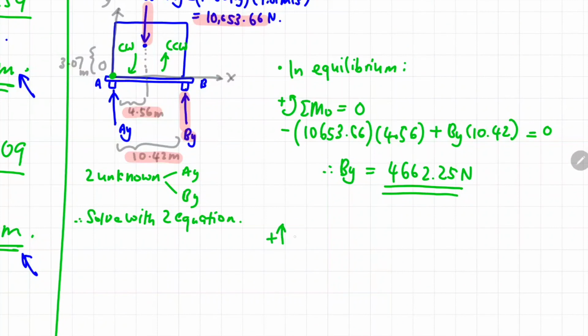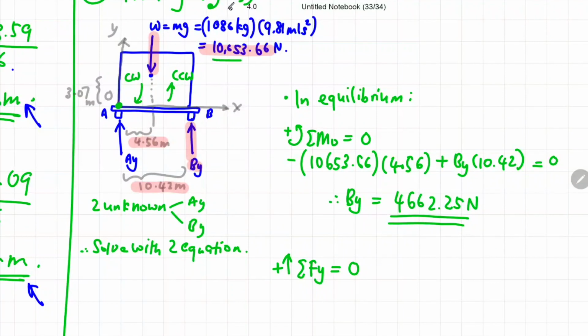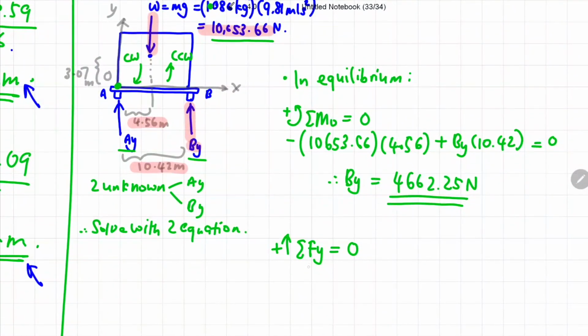Okay, now you can proceed by applying the equilibrium condition in the y direction. Okay, so you know that there are three forces acting in the y direction. The first one is the weight of 10,653 Newton, which is acting downward, negative. And then there's AY, and there's also the BY. So you put all those forces in your equation. Okay, By we already calculated earlier, so you just substitute the value of By of 4662 into here.